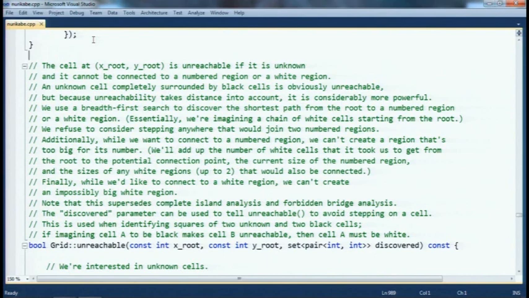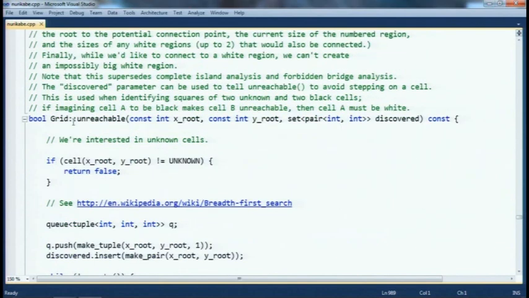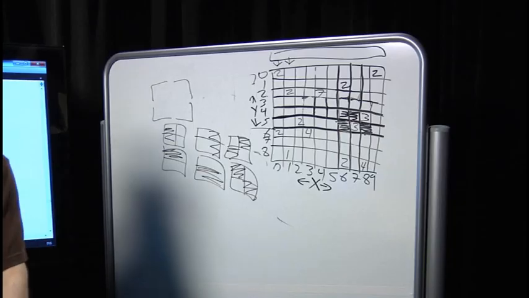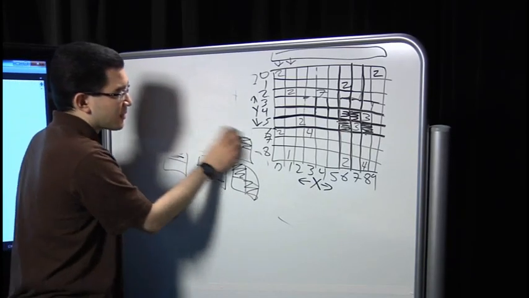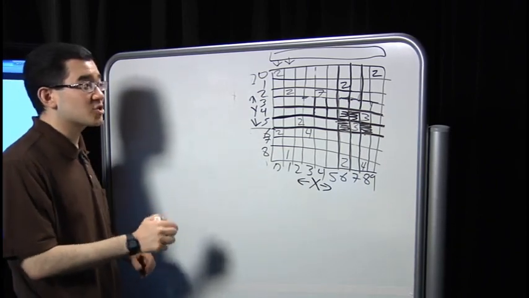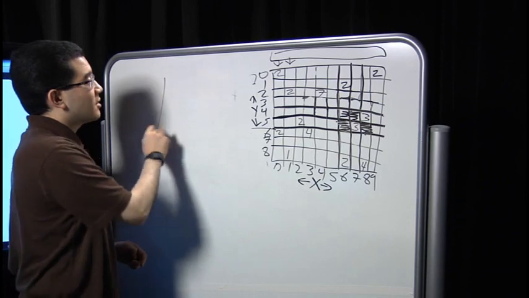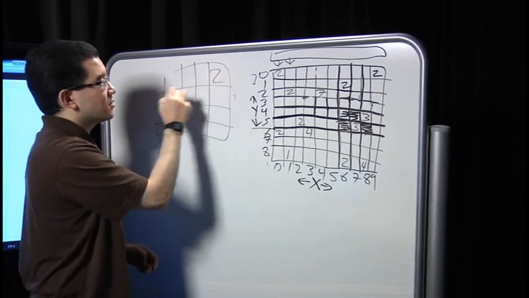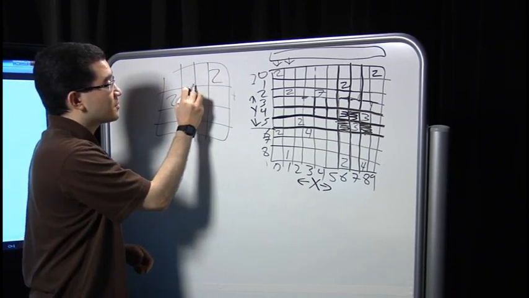I'm doing a breadth first search. So this comment is explaining how unreachable analysis works. And in fact, I linked to the Wikipedia article about breadth first search if you're not familiar with it. So I assume that I'm starting with an unknown cell. And what this algorithm is doing is it's going to start with a cell, and it's going to imagine what would happen if it were white and see if it could find a path. In fact, the shortest path. And let me draw that configuration again. Got the 2. And we proved that this one is black.